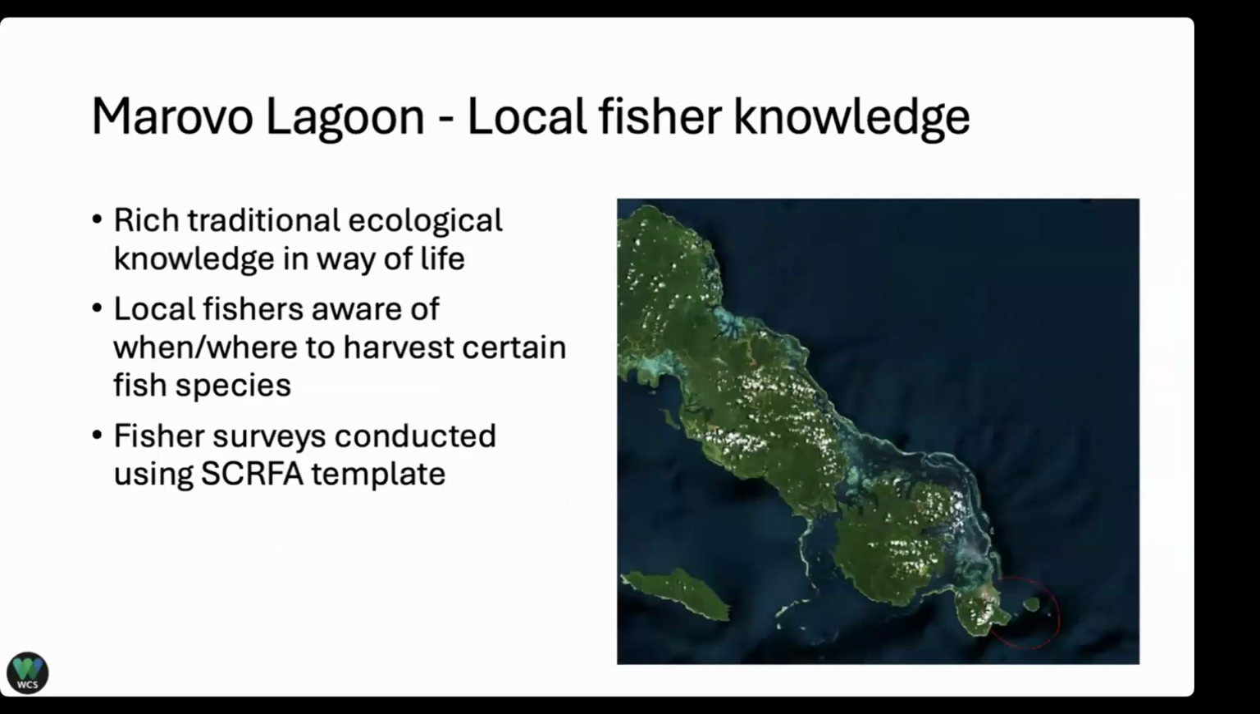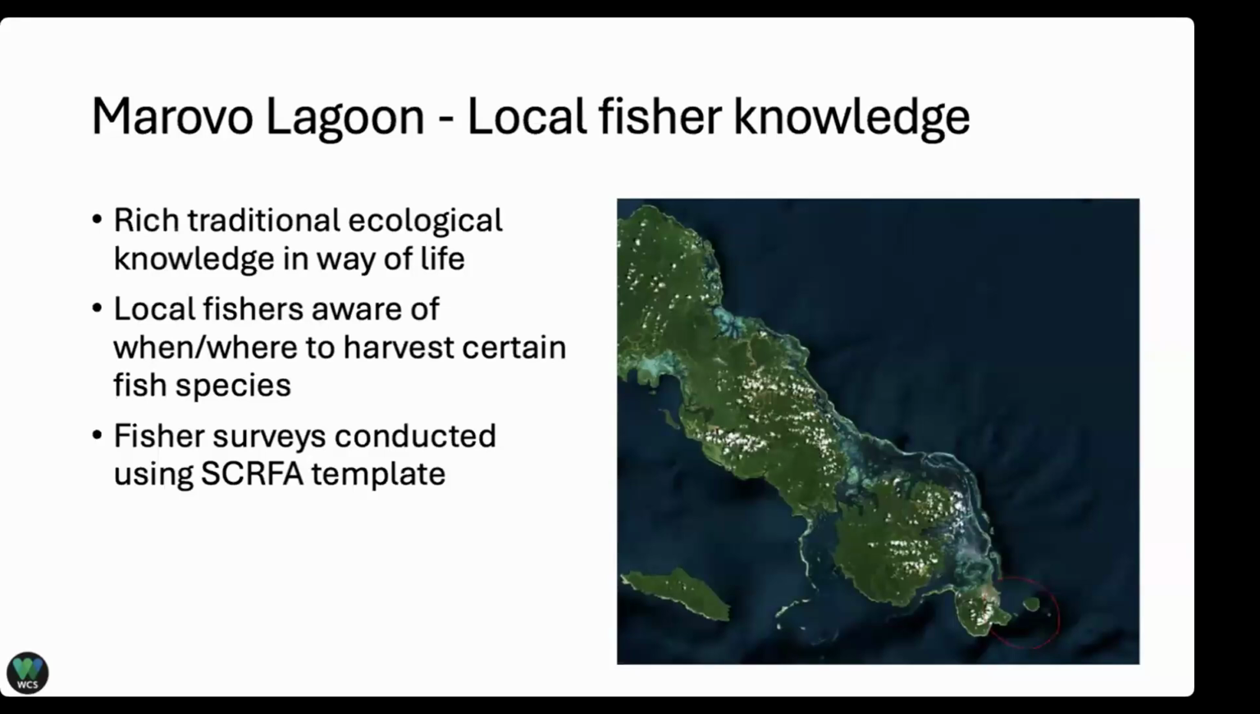Early work by researchers has shown that traditional ecological knowledge is deeply embedded in the cultural practices, community structures, and the daily lives of Marovo people, particularly those in coastal communities, where the local fishers are well aware of where and when to harvest certain fish species.